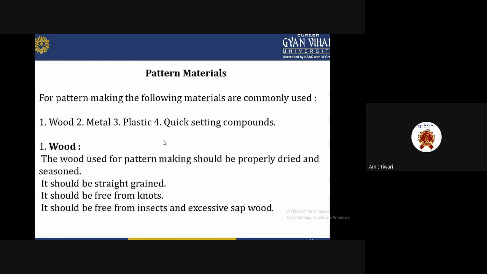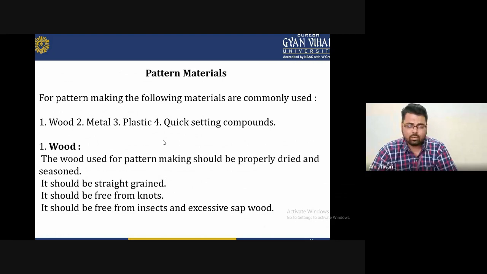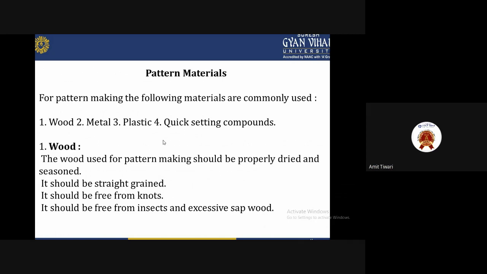Now the term is pattern material. What is the pattern material? That is the most important part, selecting the material for the pattern. After that, you can easily construct the casting of the material you want to fabricate. For pattern making, the following materials are commonly used: first is wood, second is metal, third is plastic, and fourth is quick setting compound. I am repeating again: these are the four materials commonly used for pattern making.